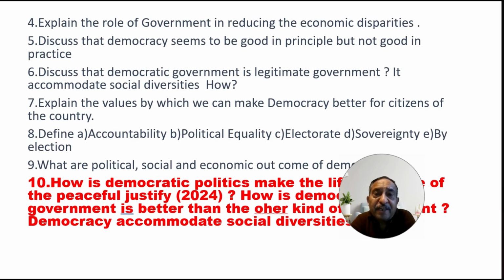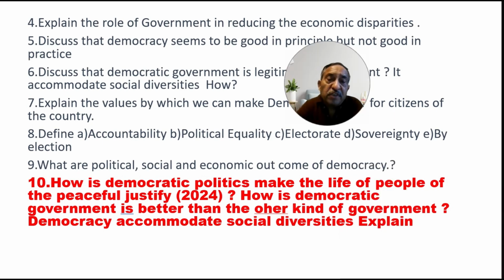Discuss that a democratic government is a legitimate government. It accommodates social diversities. How? Explain the values by which we can make democracy better for the citizens of the country. Define accountability, political equality, electorate, sovereignty, and by-election. What are the political, social, and economic outcomes of democracy?